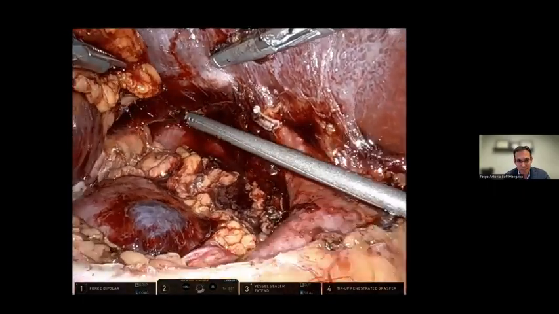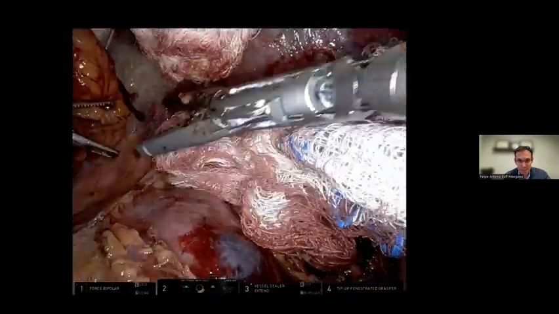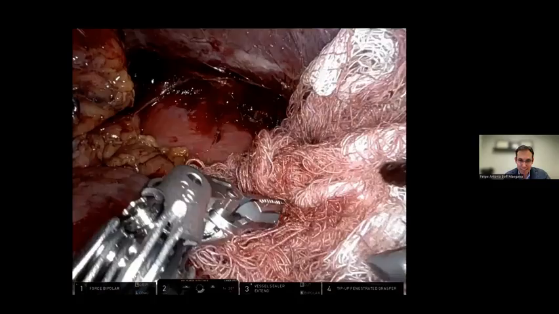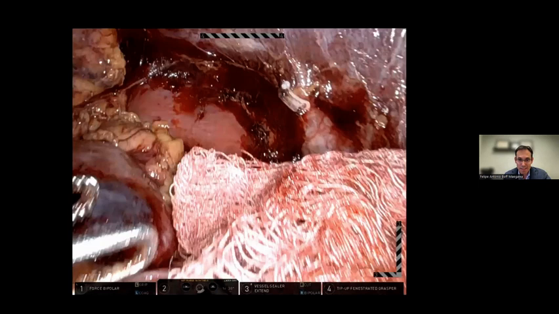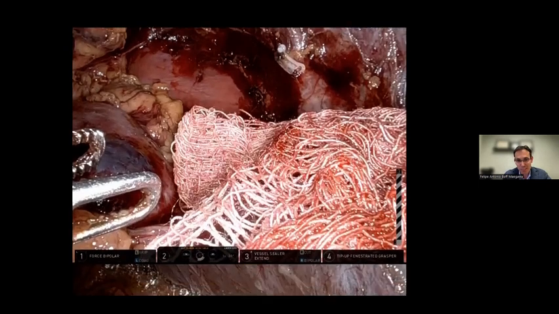Just checking for hemostasis here. The clip is in place. We dab with a ray tag. Make sure everything is hemostatic and nice. So that's the first video, more straightforward.